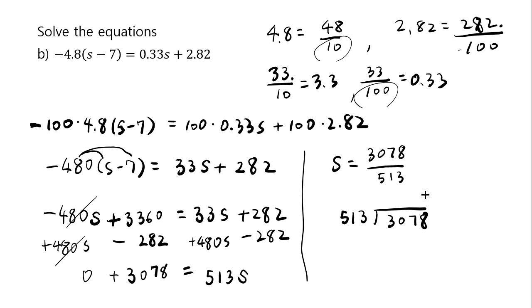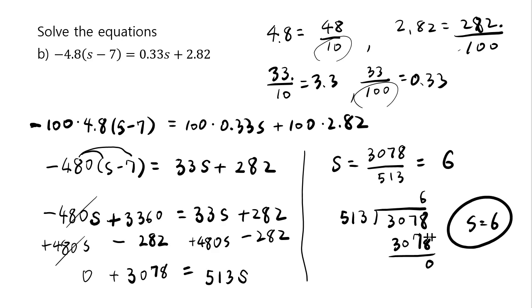If I do 6 times 3 is 18. 6 times 1 is 6, but there's a carryover 1, so that's 78. And then 6 times 5 is 30. Oh, so it matches. So this is indeed just equal to 6. So the answer is s equals 6. Okay, that was a tough one.